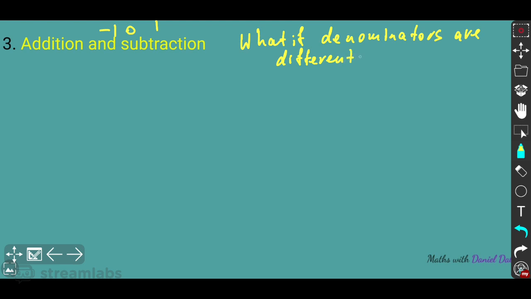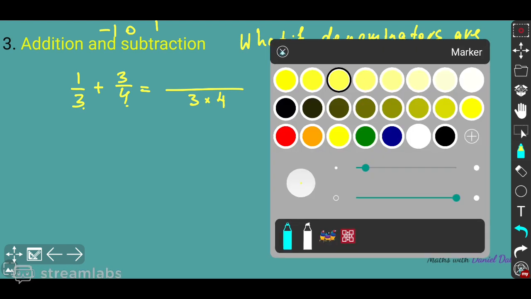If they're different, you need to work in 2 ways. For example, 1 over 3, you want to add 3 over 4. So the best way, when you have pretty small numbers in the bottom parts, is to multiply 3 by 4, so here is multiplication, and then you're doing a crisscross.